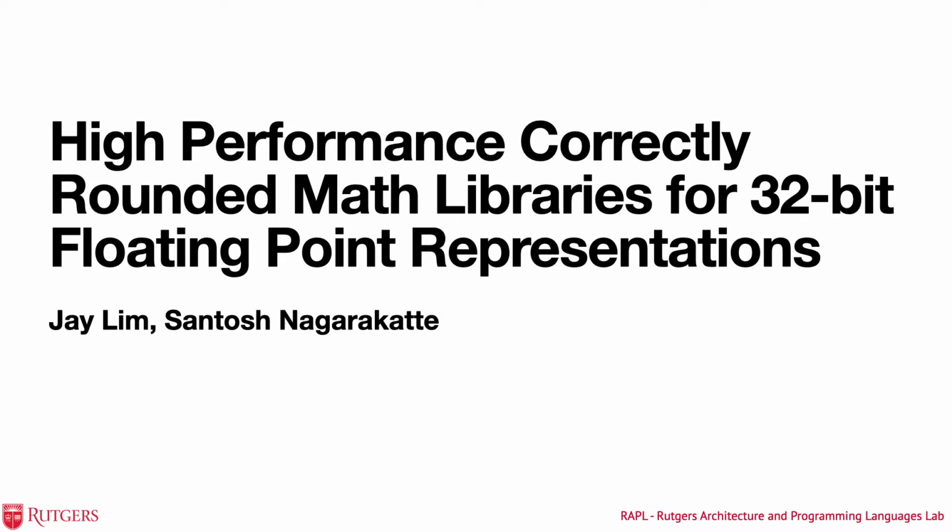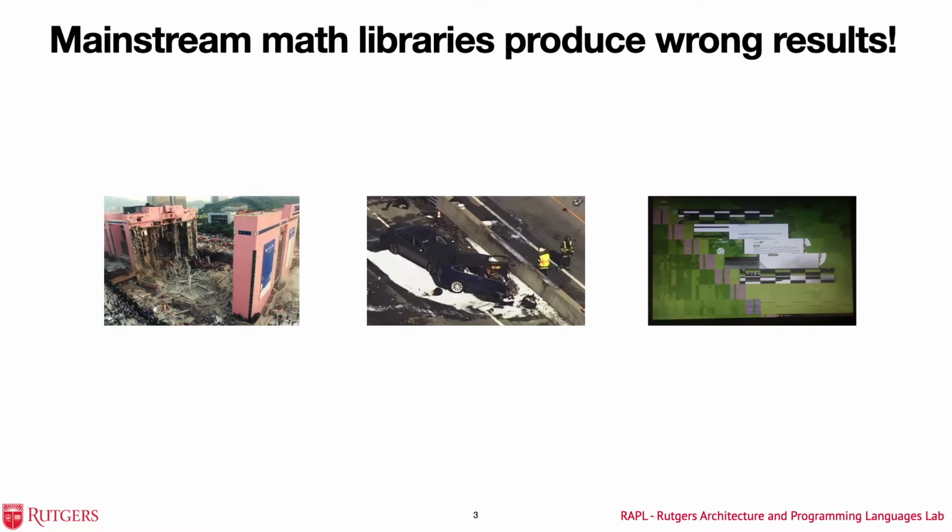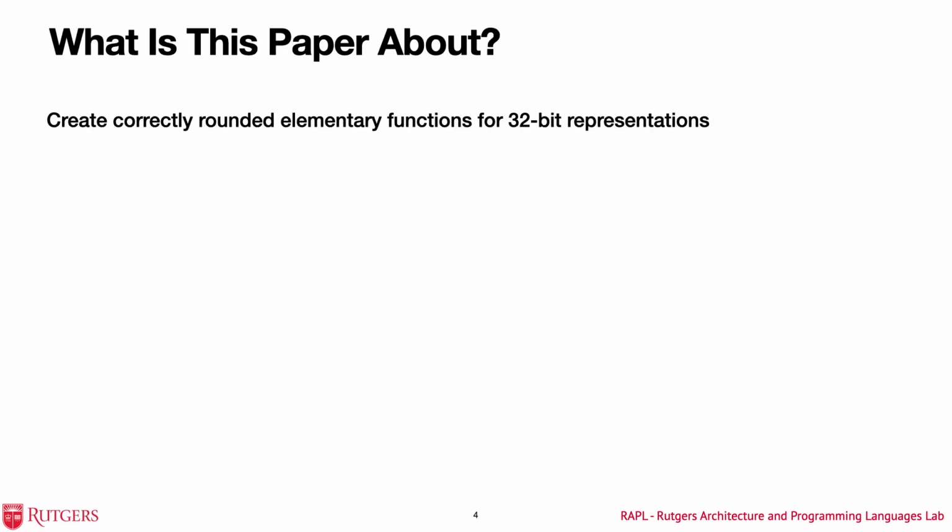Today, I would like to show you an exciting method for generating approximations of elementary functions for 32-bit representations. All endeavors in science, from structural engineering to high-performance computing, machine learning, and scientific simulations, use math libraries to approximate elementary functions like natural log of x and sine of x. Unfortunately, mainstream math libraries do not produce correct results, which can lead to catastrophic consequences.